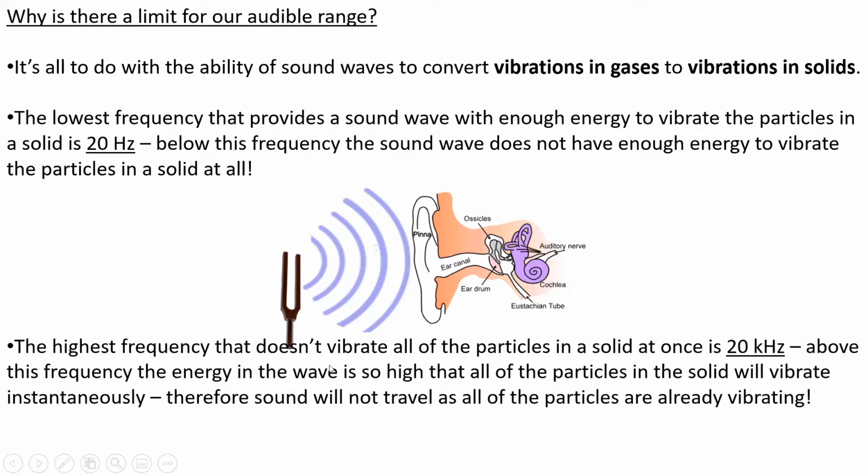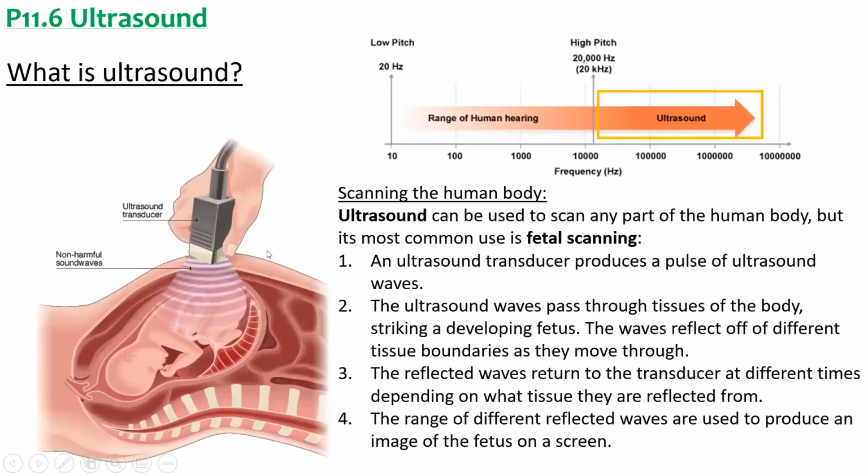So the highest frequency that doesn't vibrate all the particles in a solid is 20 kilohertz. Above that frequency, the energy of the wave is so high that all the particles in the solid will vibrate instantaneously, that means at the same time. Therefore, sound will not travel, as all of the particles are already vibrating. Again, it's crazy how other animals hear. They might hear a little bit differently to us, but we'll talk about humans today.